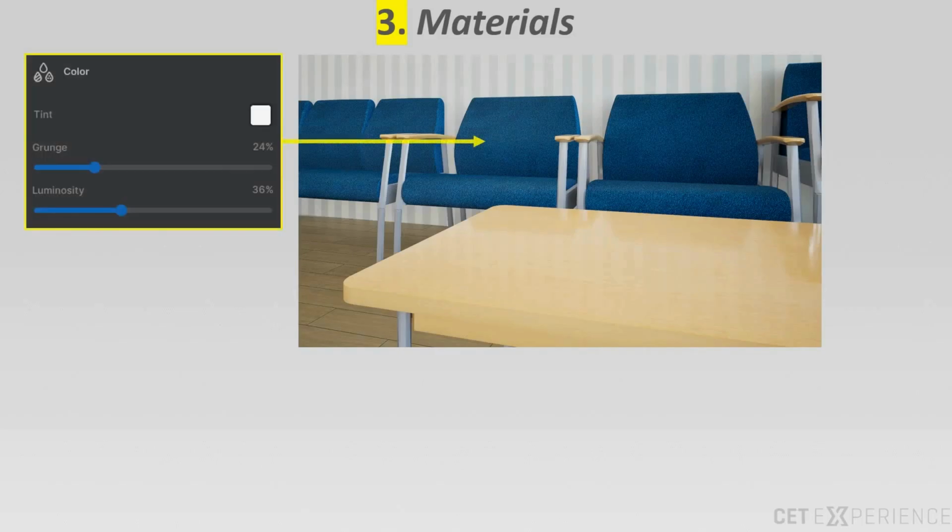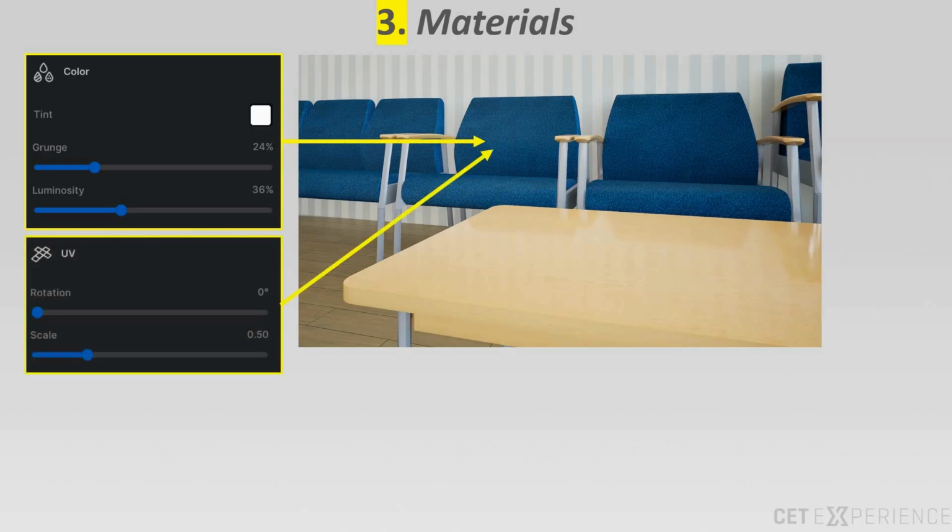Let's start with grunge and luminosity under color. Grunge makes your material appear more organic and realistic. It adds dark patches, making it look worn off, as seen in this example, depending on the value you set. Then, you adjust the luminosity if the actual swatch of the material doesn't match what was exported in Twinmotion. Luminosity helps you lighten or darken the material.